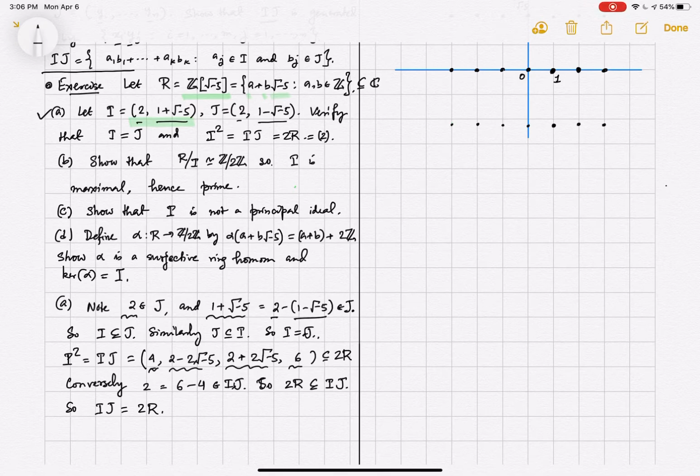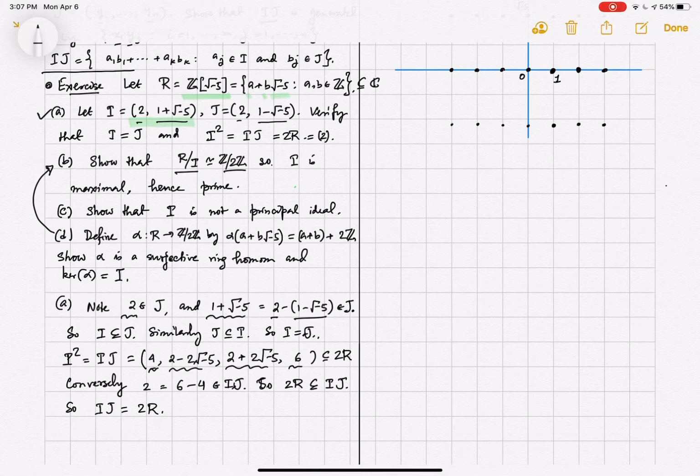So if I know part D, then by the first isomorphism theorem I'll know that the domain mod the kernel, R mod I, is isomorphic to the image Z mod 2Z. So D would imply B if I can prove D. And once you know that R mod I is Z mod 2Z, you know that Z mod 2Z is a field, so I would be maximal. That's how you recognize a maximal ideal, right? When you quotient by it, you should get a field. So I would be maximal. Once you know that I is maximal, you know maximal ideals are prime. So that would give you part B.